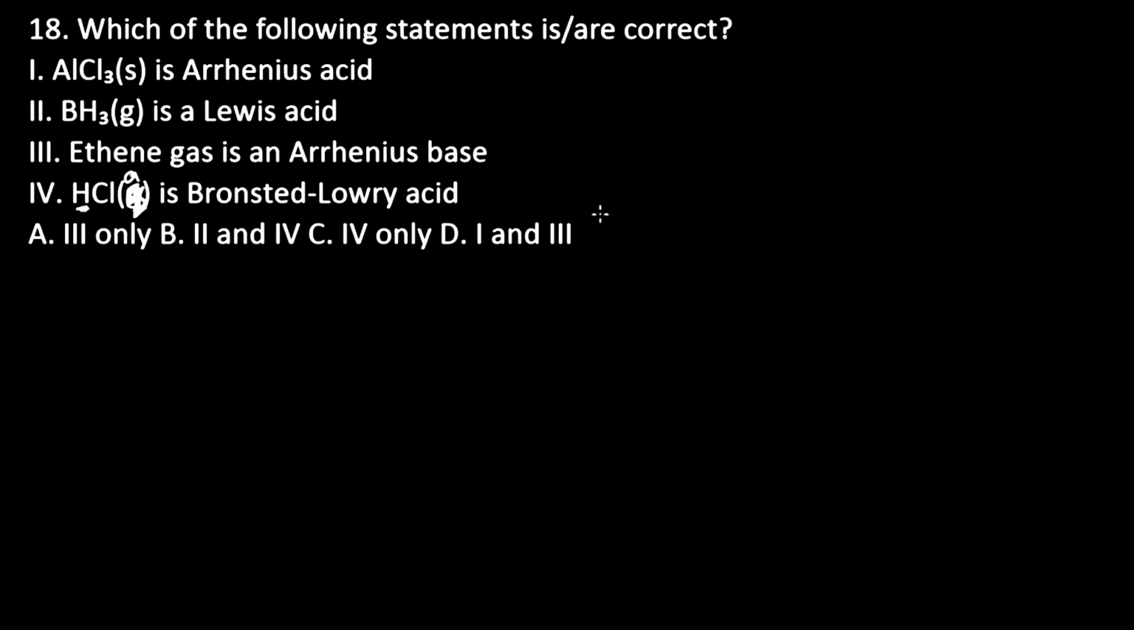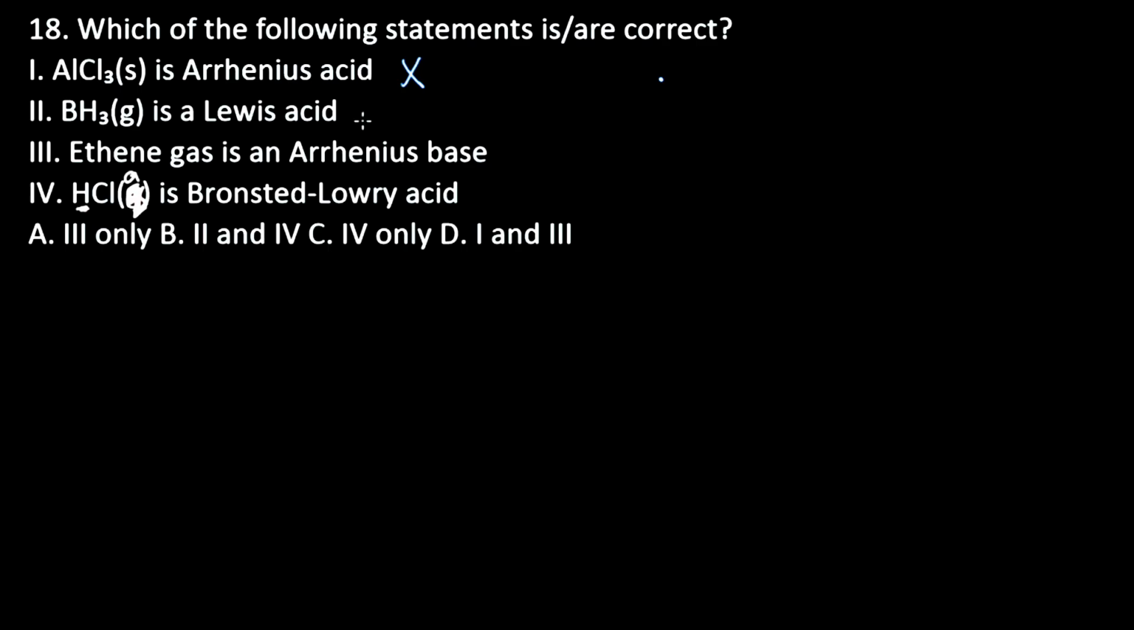So let's look at this question. Which of the following statements is all correct? AlCl3 is an Arrhenius acid. Remember that the Arrhenius definition of acid is that an acid is a substance that produces hydrogen ion when dissolved in water. So this does not have hydrogen ion, so it's not an Arrhenius acid.